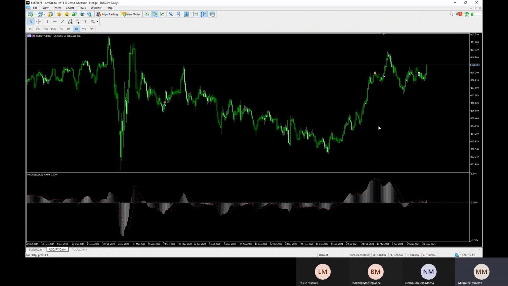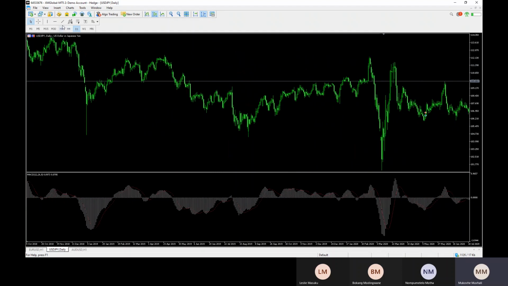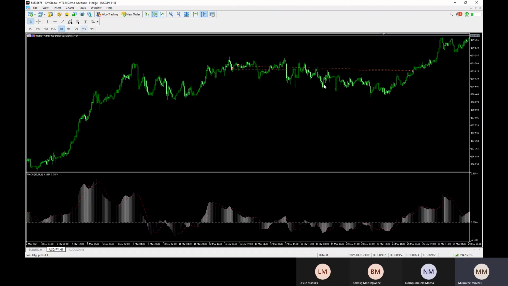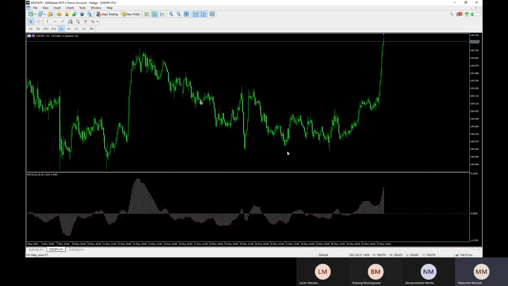So I don't know if there's anyone that has questions so far, and if you guys are comfortable and able to identify these triangles, channels. Are you guys with me?